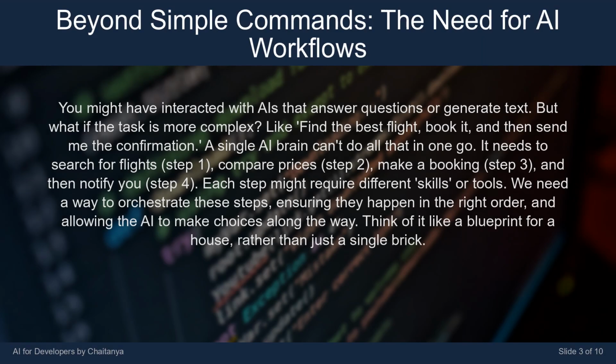You might have interacted with AIs that answer questions or generate text. But what if the task is more complex? Like, find the best flight, book it, and then send me the confirmation. A single AI brain can't do all that in one go. It needs to search for flights. Step 1. Compare prices. Step 2. Make a booking. Step 3. And then notify you. Step 4. Each step might require different skills or tools.